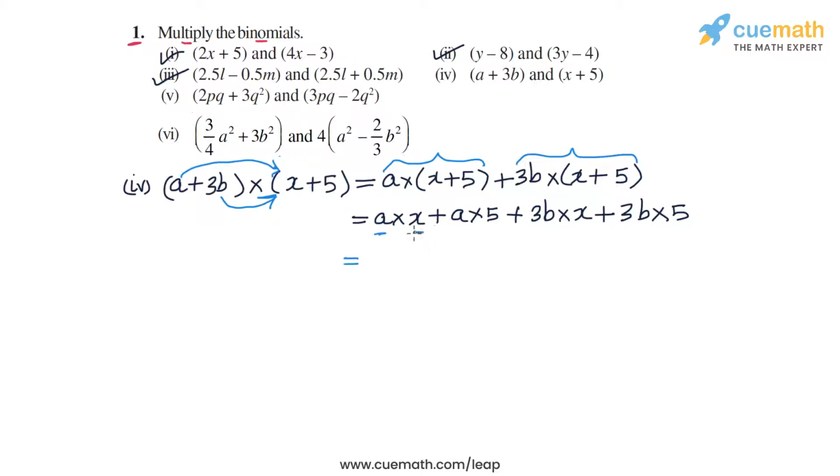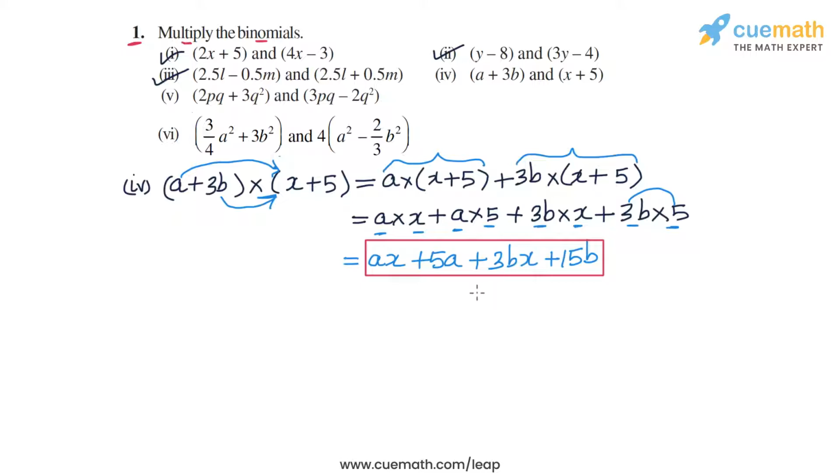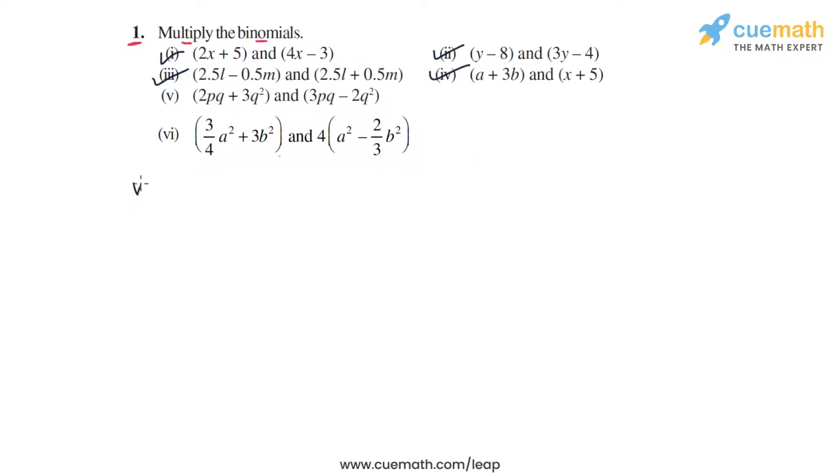So a into x can be written simply as ax, then a into 5 can be written as 5a, then 3b into x can be written as 3bx, and then 3b into 5, 3 into 5 is 15, so we can write this as 15b. Okay, so this expression that we have obtained, ax plus 5a plus 3bx plus 15b, this is the answer for part 4.